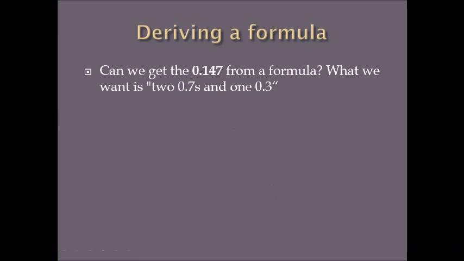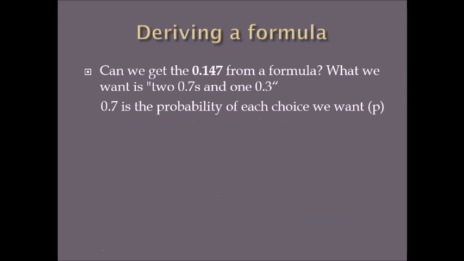Can we get 0.147 from a formula? What we want is two 0.7s and one 0.3. Here 0.7 is the probability of each choice we want, as the probability of head is 0.7, and we want two heads in 3 trials. So 2 is the number of choices we want. Let it be denoted by k.